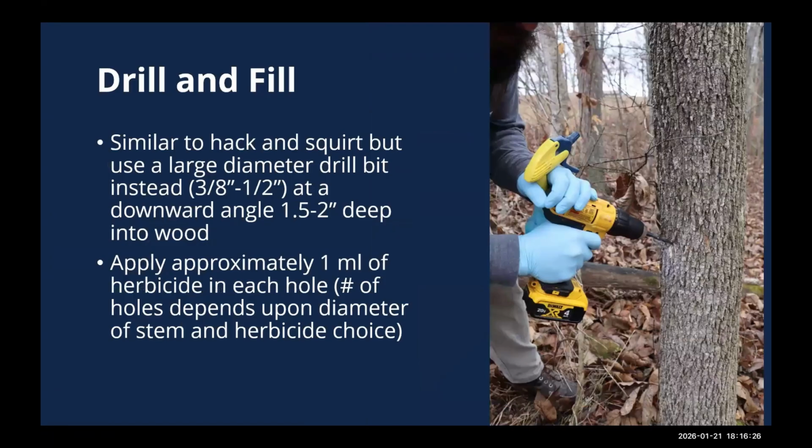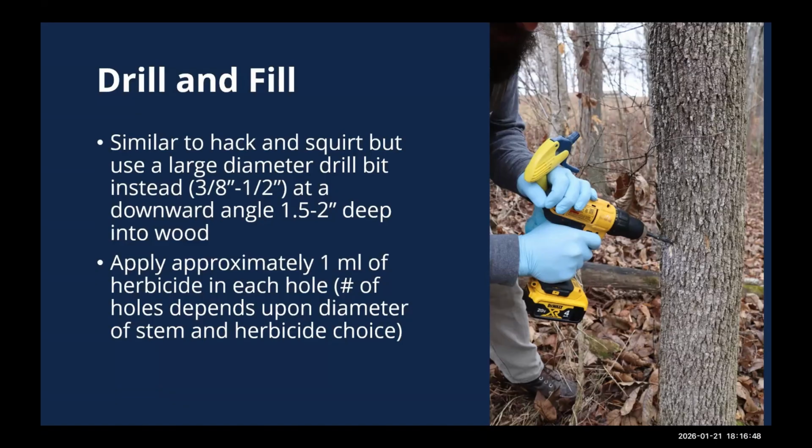Another one we're moving to lately is very similar. It's what we call drill and fill. Basically, it's the same as hack and squirt, but instead of swinging an axe or a machete, you're using a cordless drill to drill a hole at a downward angle into the bark. We usually use around a half-inch drill bit, and you want to go 1.5 to 2 inches deep.